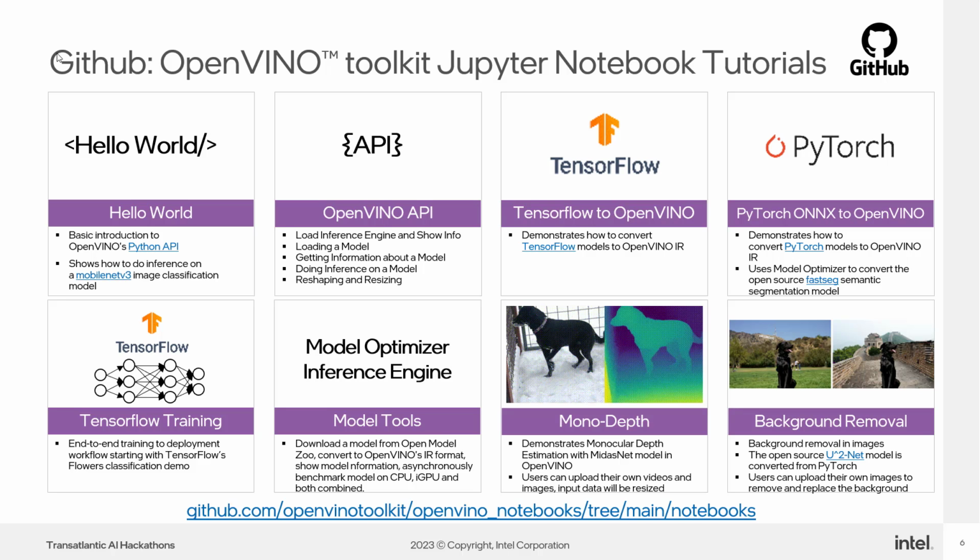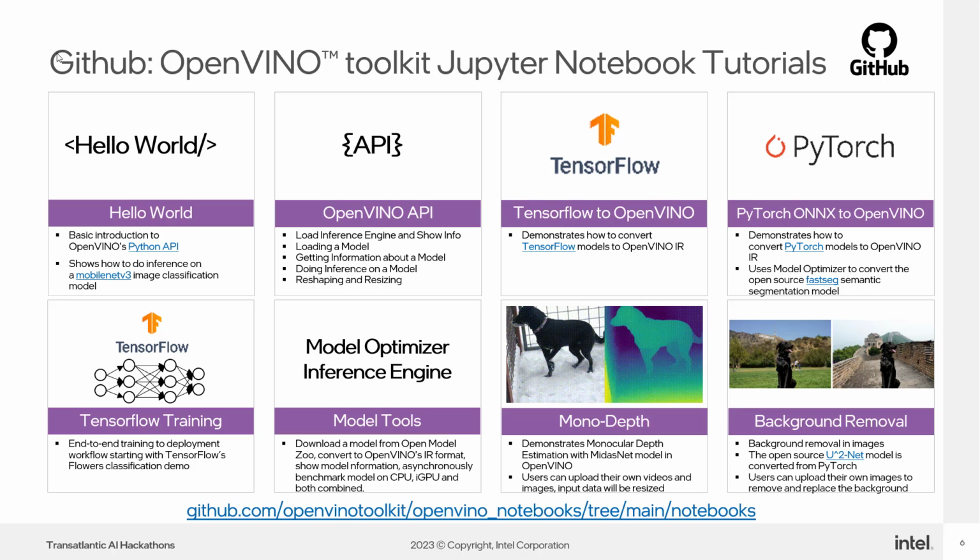We also have a Jupyter Notebook instructing you how to use the OpenVINO API, as well as Jupyter Notebooks on how to do the IR conversion, or the intermediate representation conversion, from a trained model on TensorFlow or PyTorch to the OpenVINO IR format. We have a Jupyter Notebook on TensorFlow training, and we have a Jupyter Notebook on the model tools, such as downloading the model from the Open Model Zoo, converting it to OpenVINO's IR format, how to show model information, how to do asynchronous benchmark of the model on CPU, integrated GPU, and both combined. And there's a number of other ones.